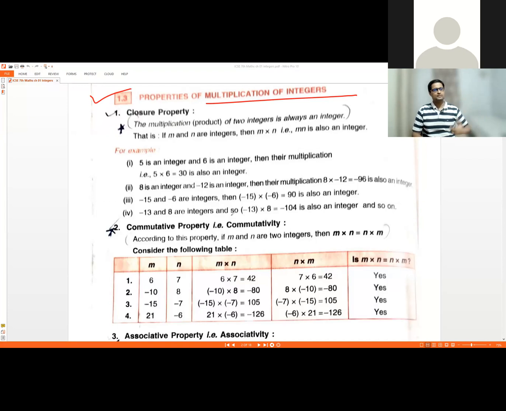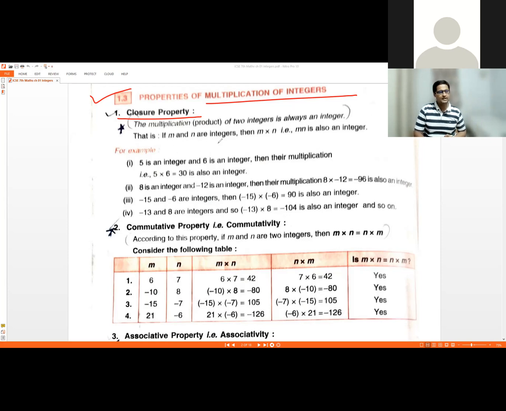So what are the properties? First property is called closure property. Now what is closure property? Closure property means if you multiply two integers, the result is also an integer. It's not like if you multiply two integers, you are going to get a fraction. No, no, no. If you multiply two integers, the result is also an integer. This is called a closure property. So the product of two integers is always an integer.